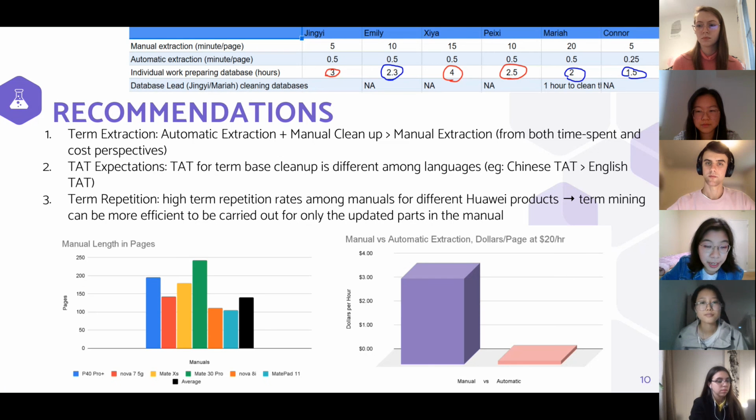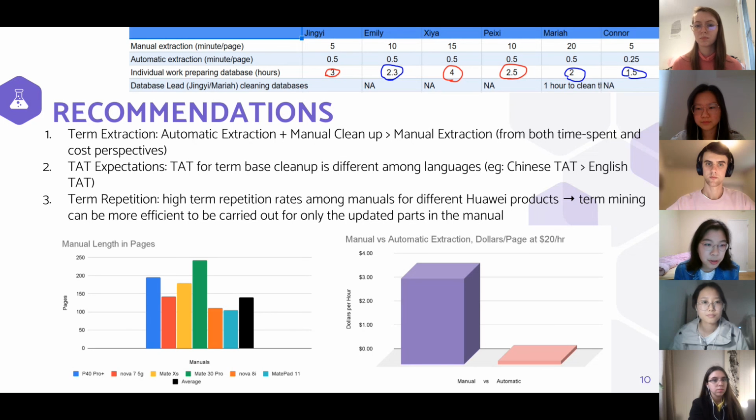So based on our time and cost analysis, we have the following 3 recommendations we would like to give to our client. And as you can see from the bar chart at the bottom of the page, the length of Huawei's manuals tends to range from 100 to 200 pages. So it would be much more time effective and cost effective to utilize automatic extraction plus manual cleanup instead of manual extraction for all the terms.